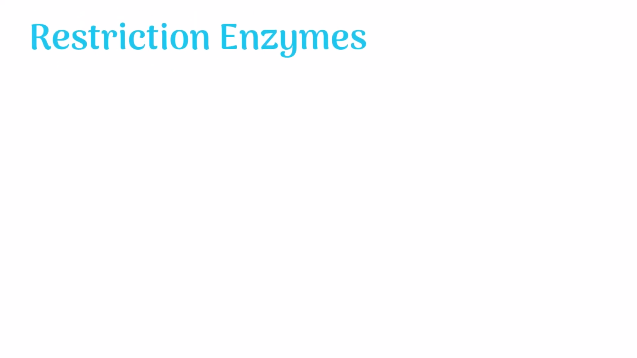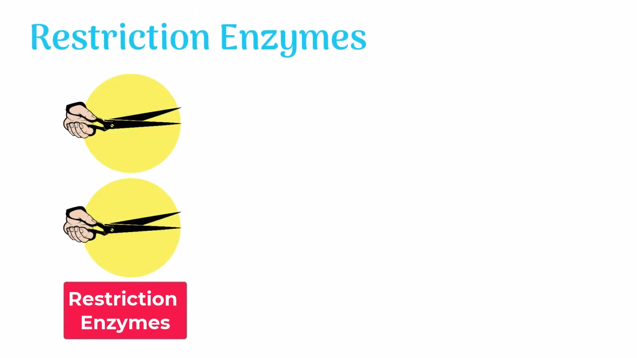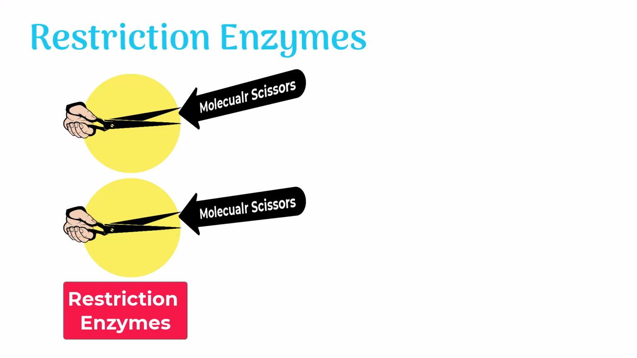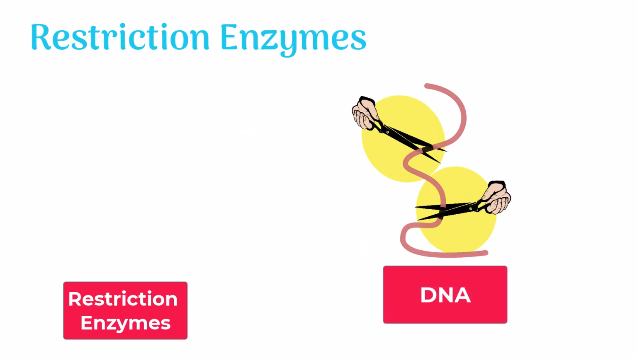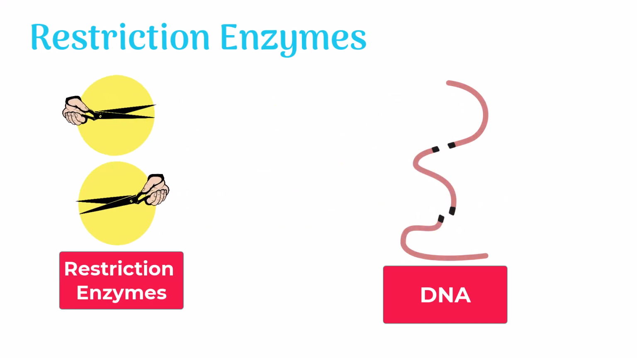Restriction enzymes. Restriction enzymes are also called molecular scissors. This is because they cleave the double-stranded DNA at or near specific sites. These sites are generally known as restriction sites.